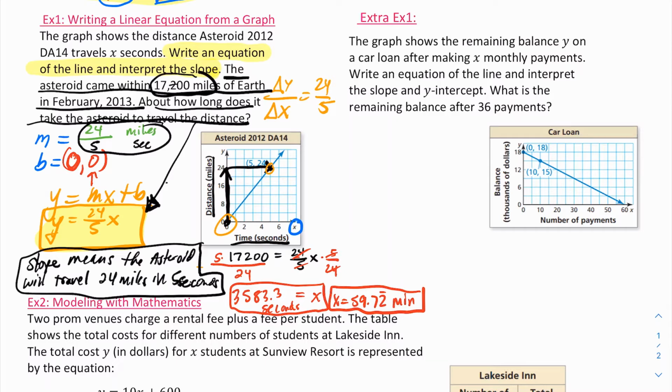So basically, it says about how long does it take the asteroid to travel that distance? Your answer could be about an hour. Okay, and that would be good enough. Obviously, you would show your work on how you got there, but about an hour. I really wouldn't answer it in seconds in that case.